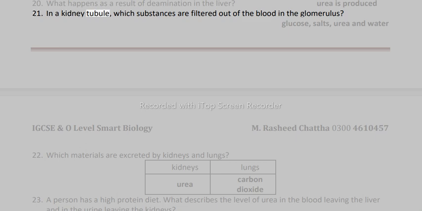21. In a kidney tubule, which substances are filtered out of the blood in the glomerulus? Glucose, salts, urea, and water.